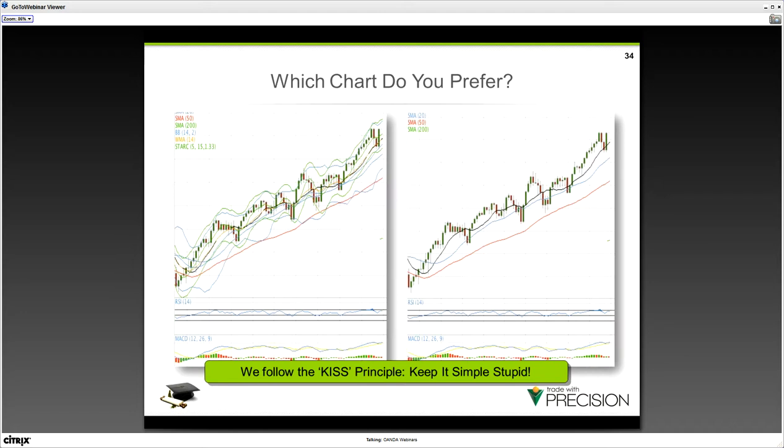And at Trade with Precision, we follow what we call the KISS principle. Okay, simply meaning keep it simple, stupid. And that might sound funny to some of you, but it's the truth. Many times, the simpler the trading strategy or the simpler the setup, the better off you're going to be. I mean, just as people, we only have the ability to calculate so many different variables and think about a few different concepts simultaneously. Otherwise, we get into what's called analysis paralysis.